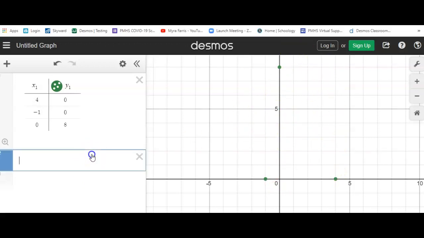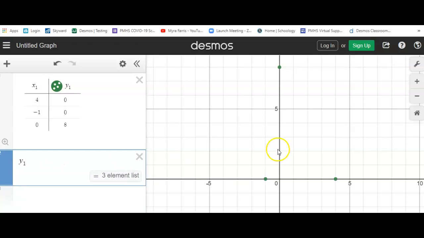Now, I click down in the next box, and we are going to ask Desmos to put this equation in standard form that's going to go through these points right here. So what's standard form? y equals ax squared plus bx plus c. But do you see up here in the table, it says x1 and y1? And to tell the computer that I want it to use this table, I'm not going to just do y, I'm going to do y1.